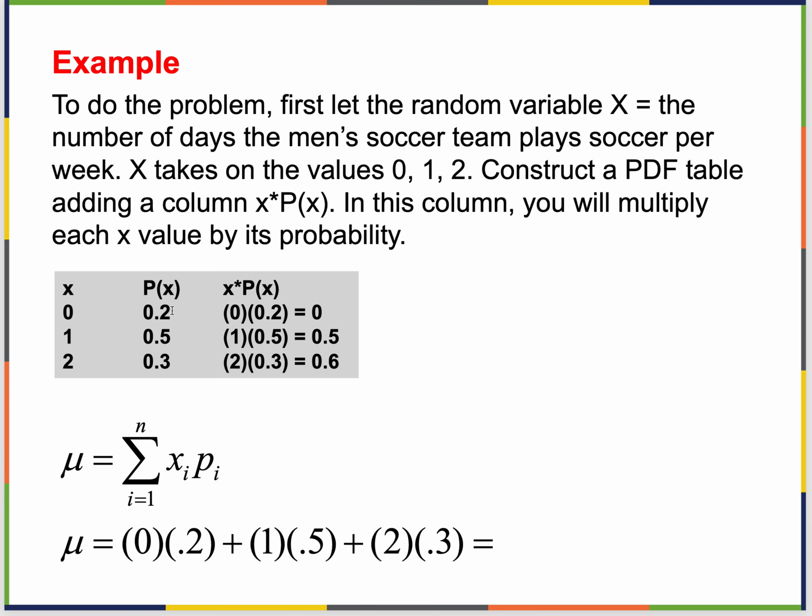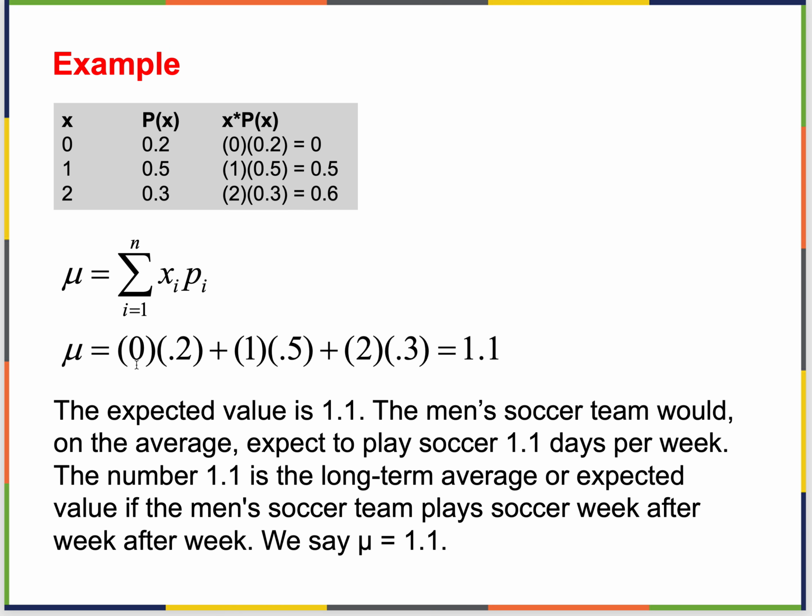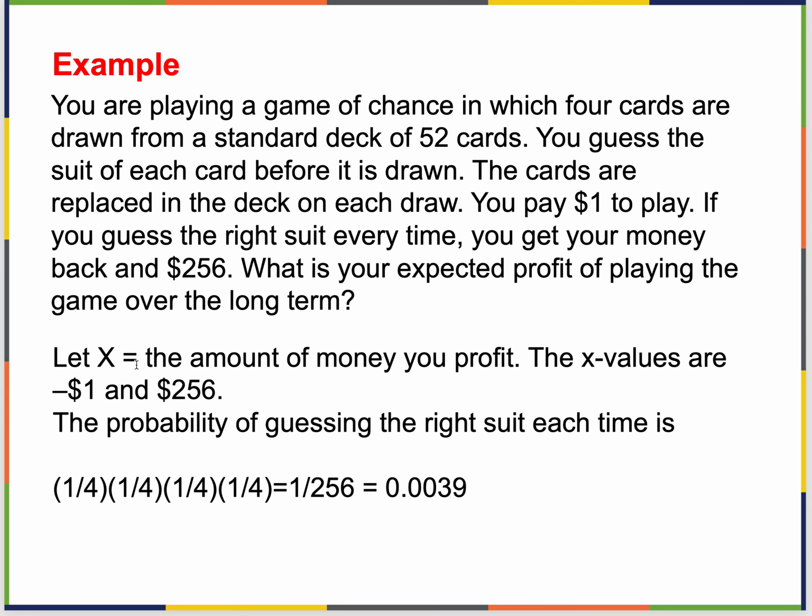The time, it's a 20% chance they play 0 games, 50% chance they play 1, and a 30% chance they play 2. So I know the average is going to be between 1 and 2 and probably closer to 1. So 1.1 is not the answer. They didn't do the standard deviation, but I showed you how to calculate that.